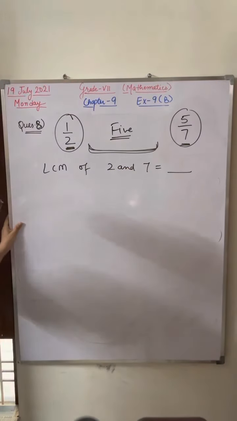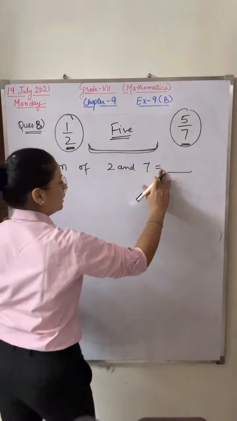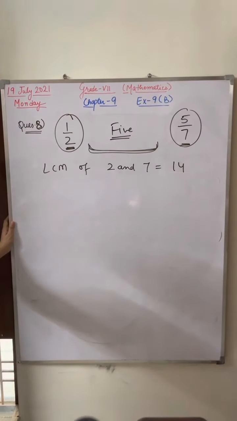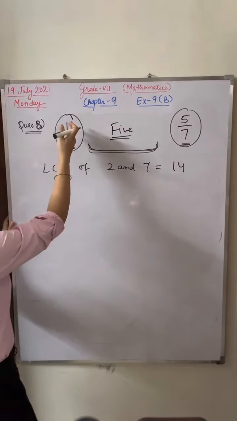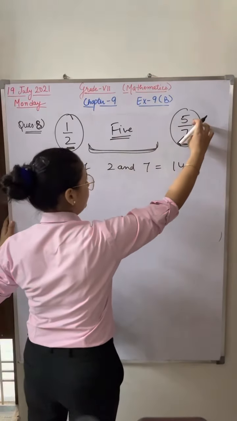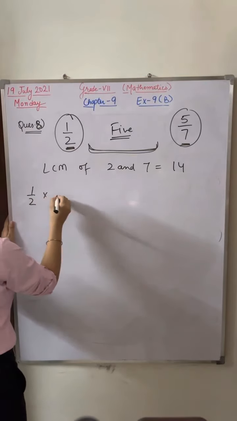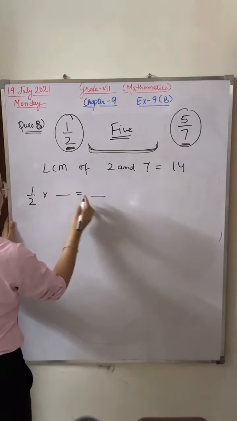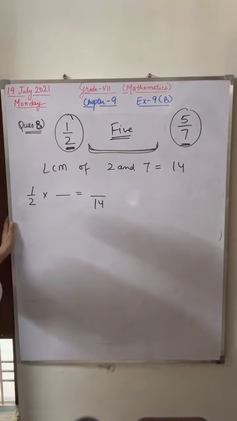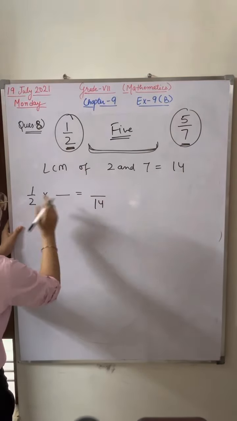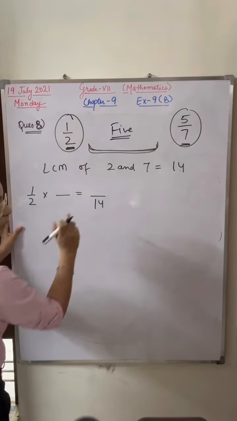What is the LCM of 2 and 7? Very good. It is 14. Right? LCM of 2 and 7 is 14. Now make these two denominators same with this LCM. Okay, 1 by 2. I'll multiply with which number so that my denominator will be 14? Please tell me. I'll multiply here and here by which number so that my denominator will be 14?